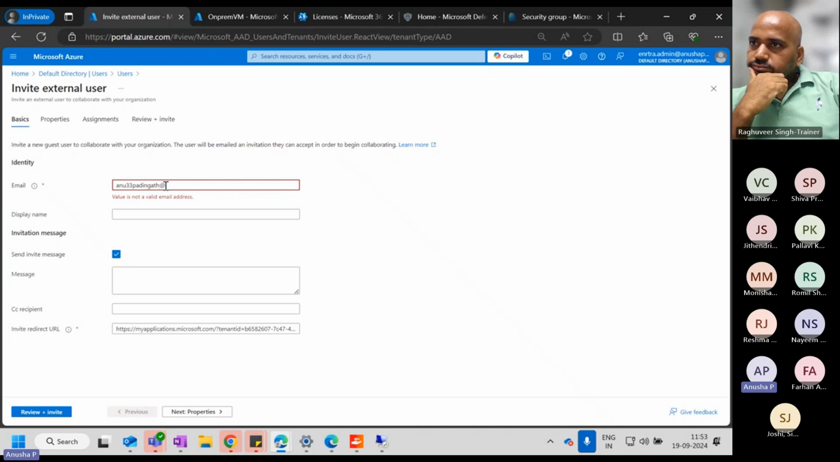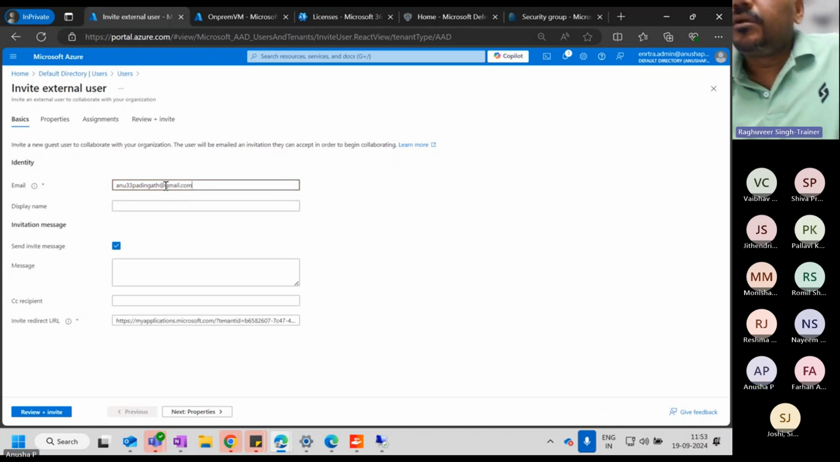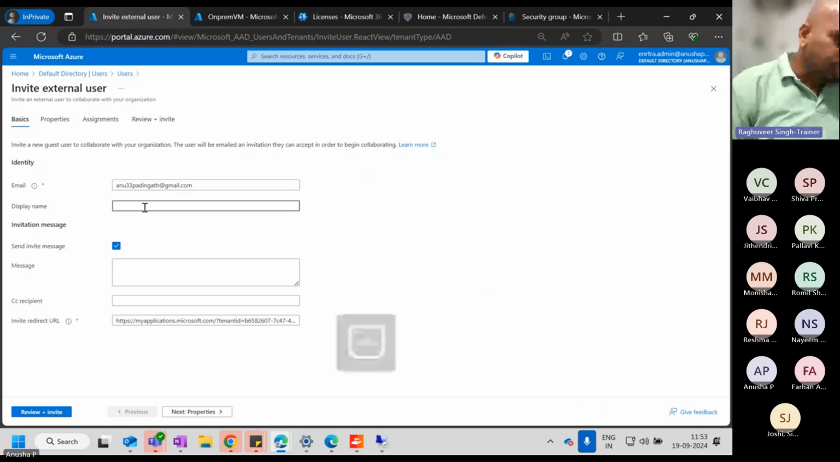I can provide my Gmail itself, right? Yep, obviously, because you will be able to accept the invitation. If you provide somebody else's, then you will have a dependency.